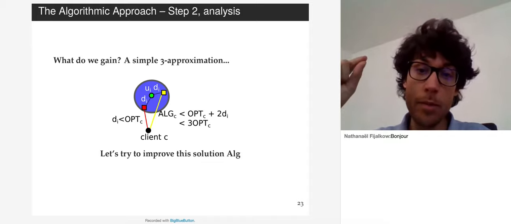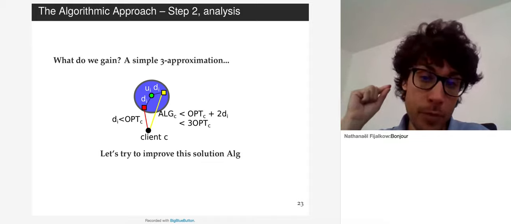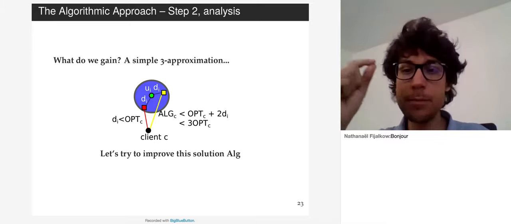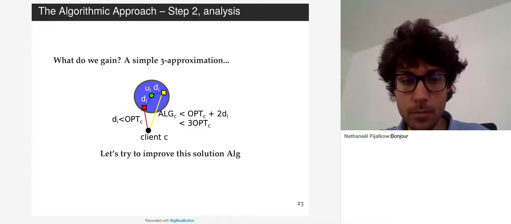So now I'm changing the problem. I'm going to start from a 3 approximation, and I want to improve it as much as possible so as to get the best possible solution. Okay?